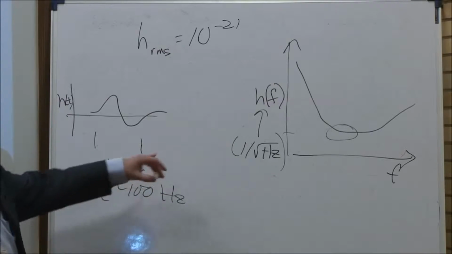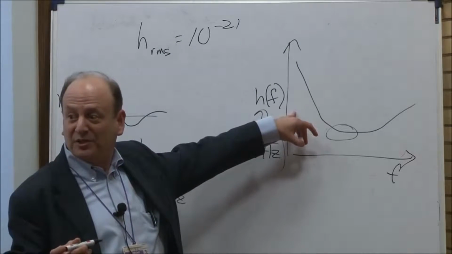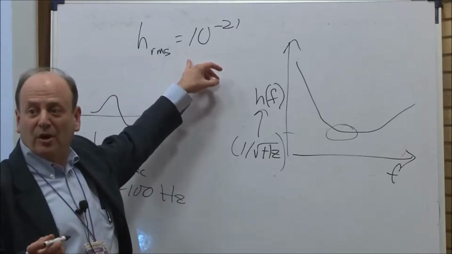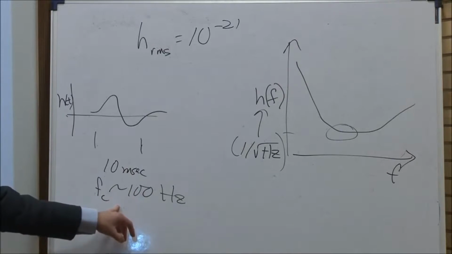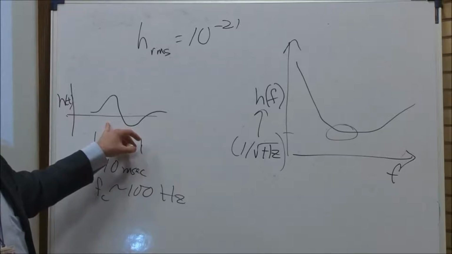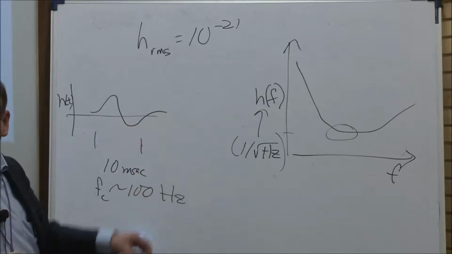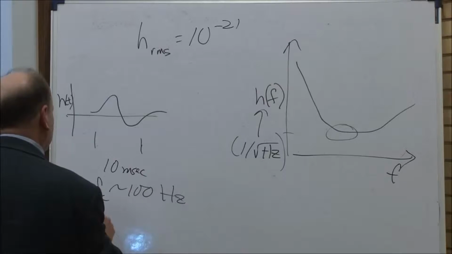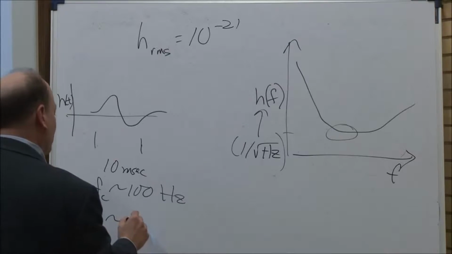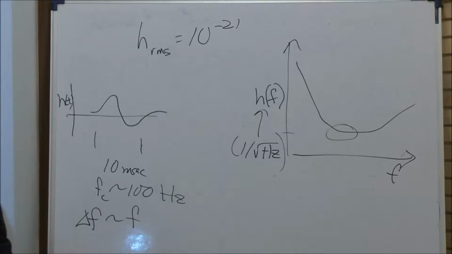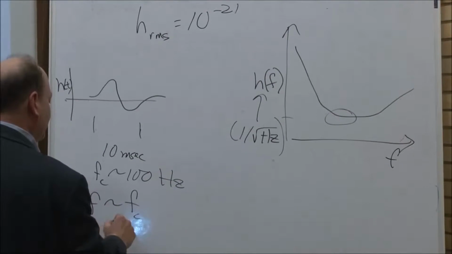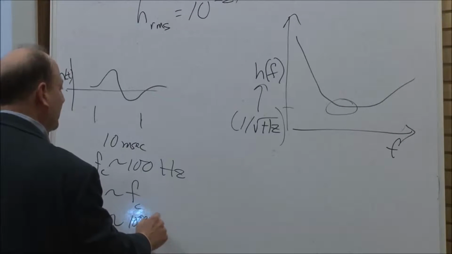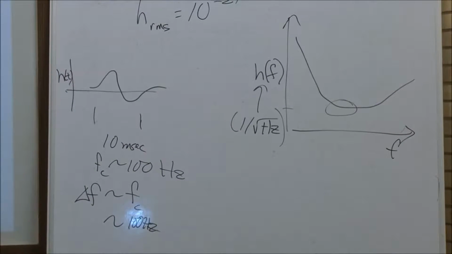But before I make my translation from a spectrum of noise to an RMS, I also need to know what is the bandwidth of the signal that I'm looking for. And if I've got something as short in duration as 1 cycle, the bandwidth is of order the frequency. And therefore, in this case, it's of order 100 hertz.